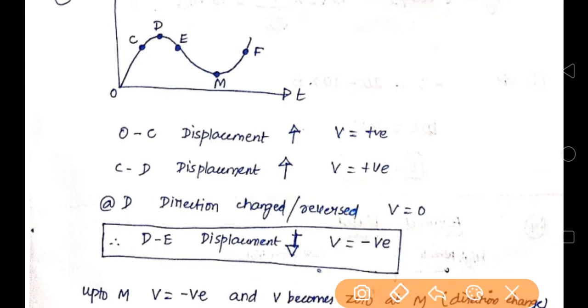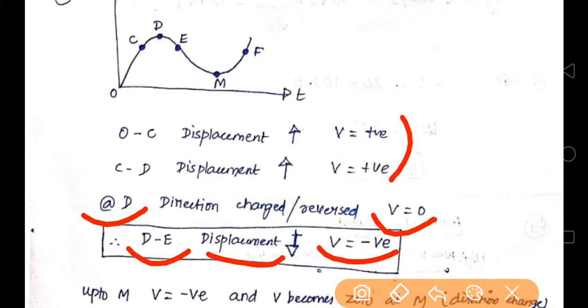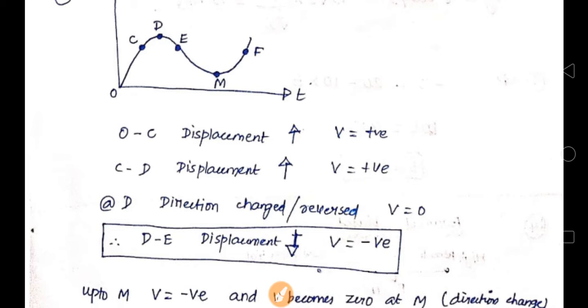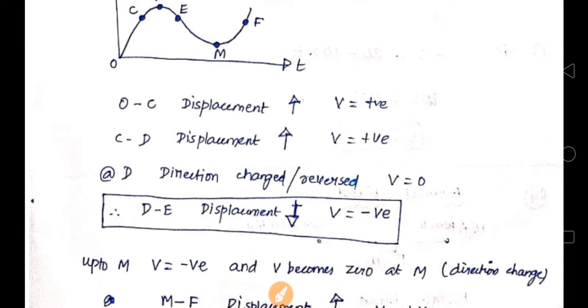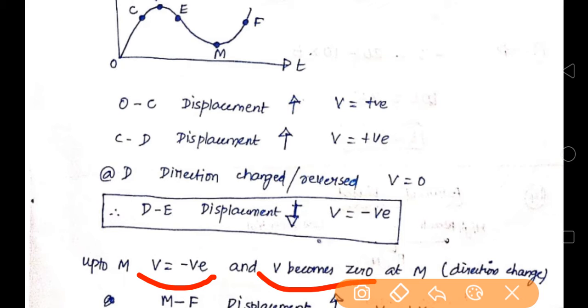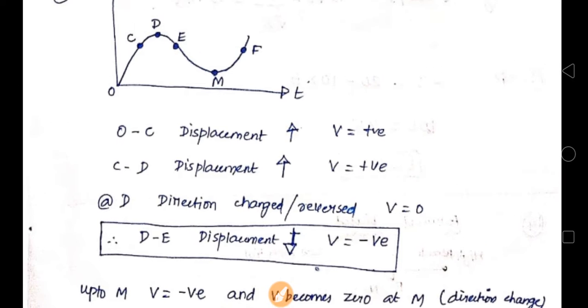Now from D to E, displacement decreases, and velocity changes its sign. Initially positive, now it has become negative from D to E. At point D, velocity is zero; it is neither positive nor negative. At point E, velocity is negative. So now E to M, what can we say? Velocity is negative. At the point M, velocity will again become zero because direction is changing.